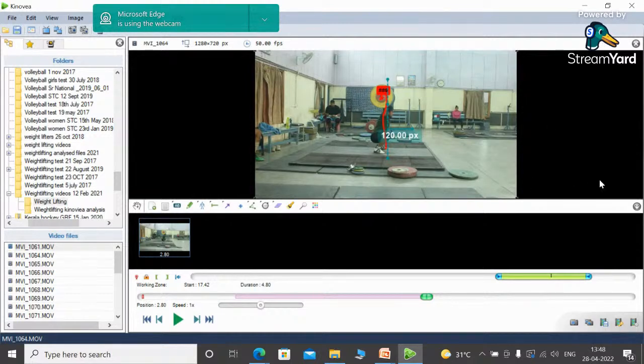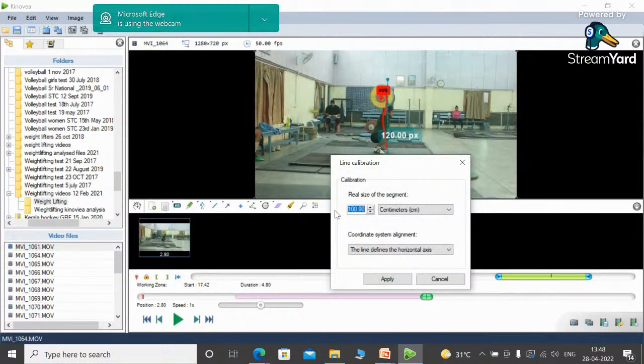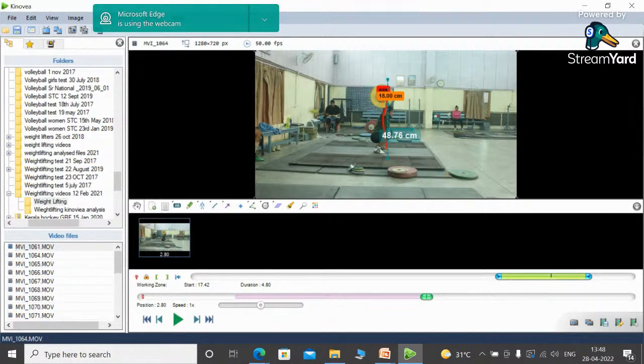So suppose I want to calibrate it. I will once again draw the line. Suppose I know this distance, and this is 18. I will right click, go to calibrate, then say 18 centimeters, roughly, let's say. Based on that you will see the distance has come, and based on that, it will calculate other parameters.